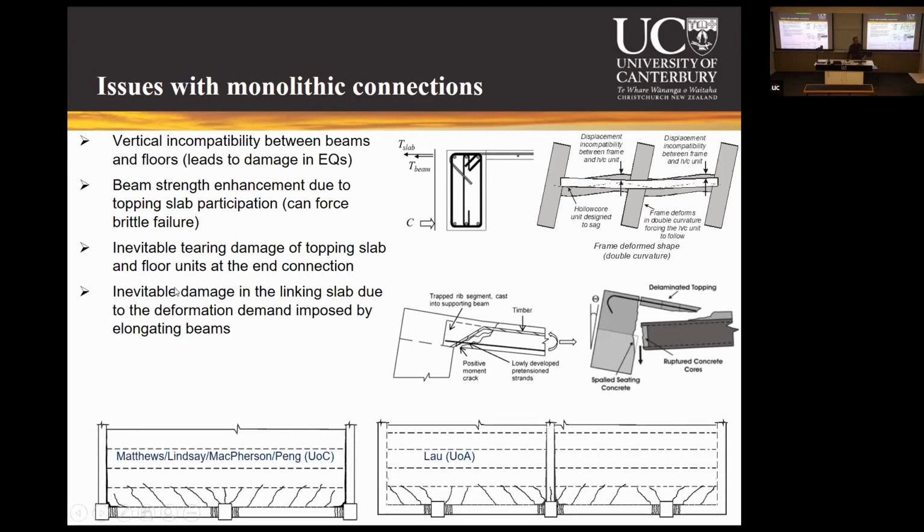And the fourth is inevitable damage in the linking slab due to the deformation demand imposed by elongating beams. That has been shown in multiple tests, like Matthews' test, Rennie Lindsay, Cameron McPherson, and Brian Ping and Lau at the UOA as well. So these result in irreparable damage in moderate to major earthquakes, so not helpful for low damage design.